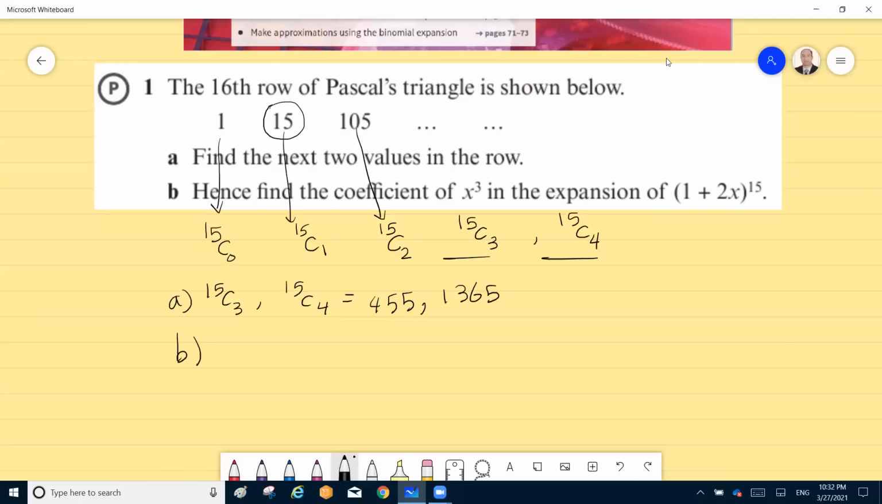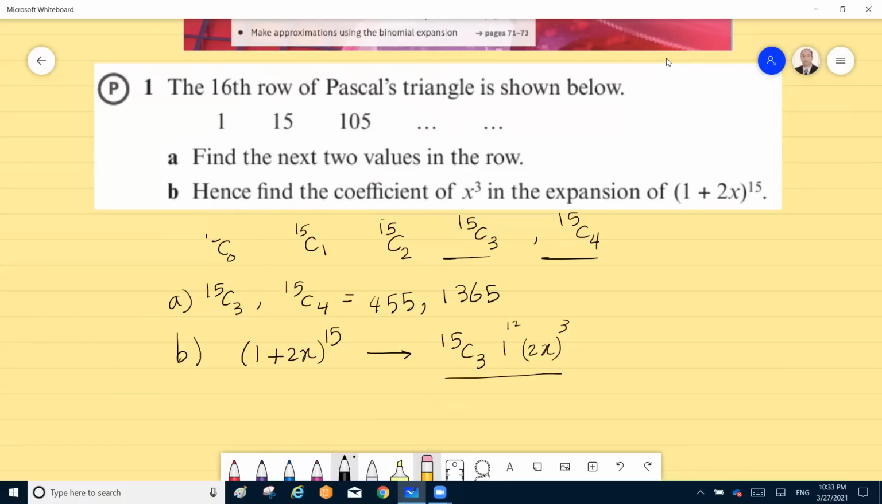In the expansion of 1 plus 2x to the 15, I want the coefficient of x cubed. The x cubed term is 15C3, and 1 to the power 12 doesn't matter because 1 raised to any power is 1. But 2x is now raised to the second number here, 3. This is the term including x cubed. Look, I want the coefficient of x cubed in this expansion.